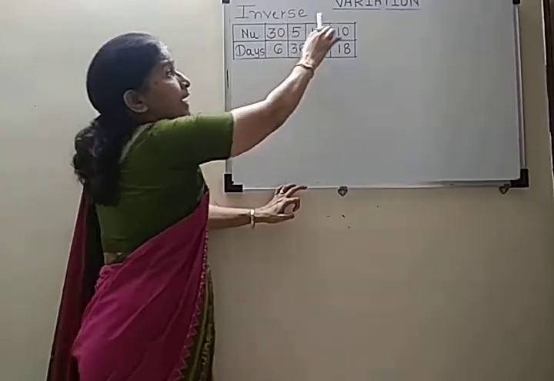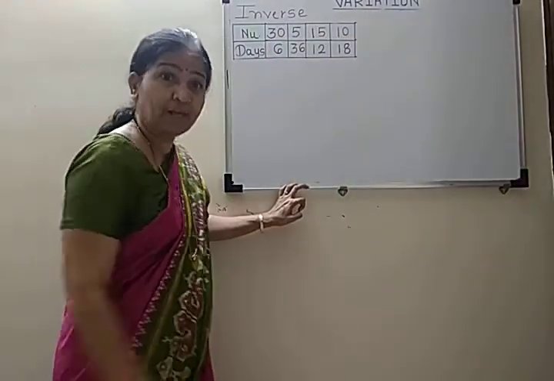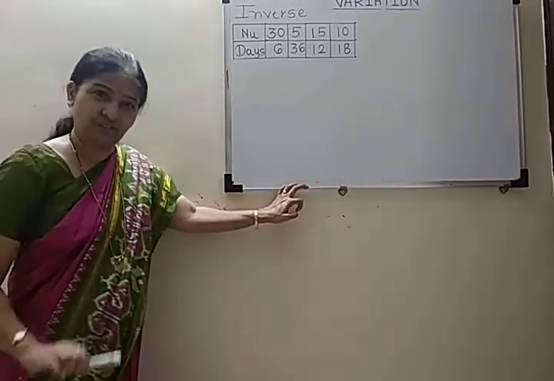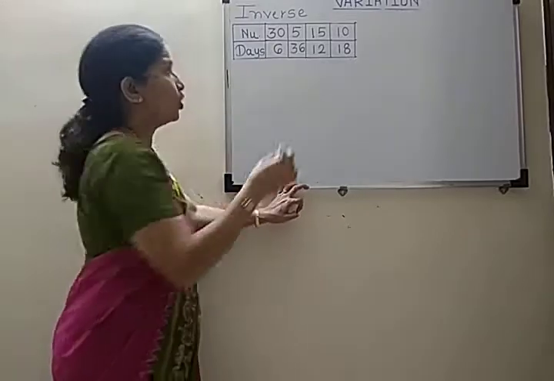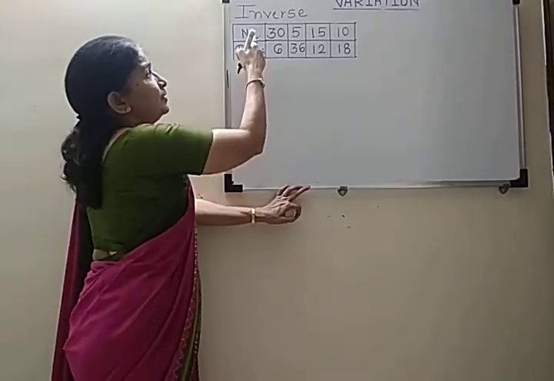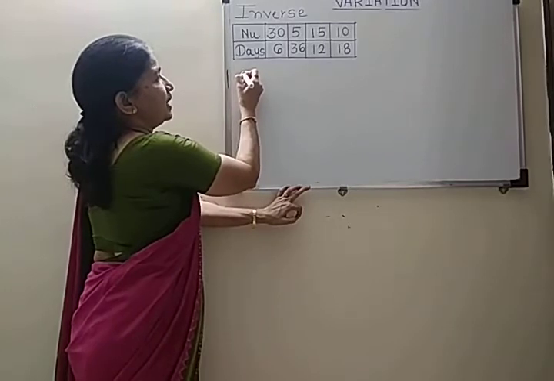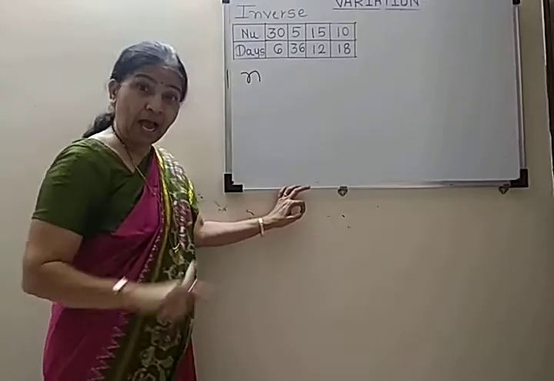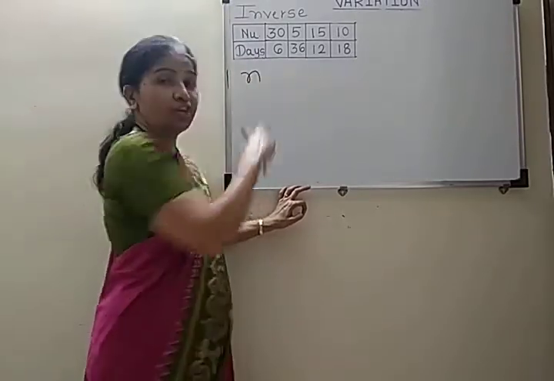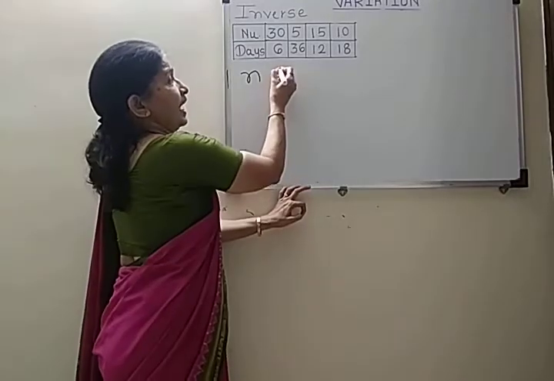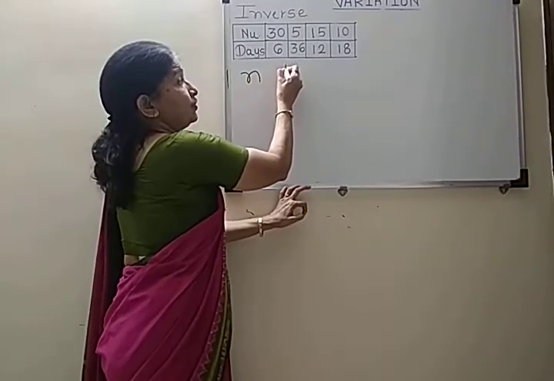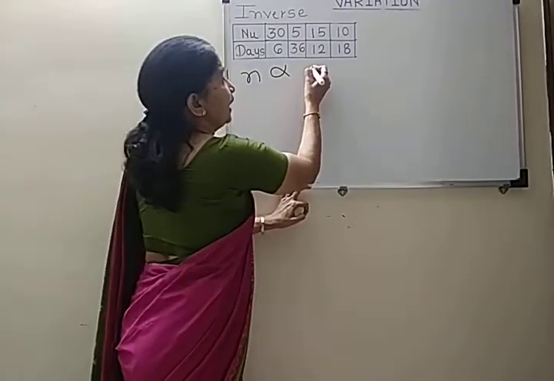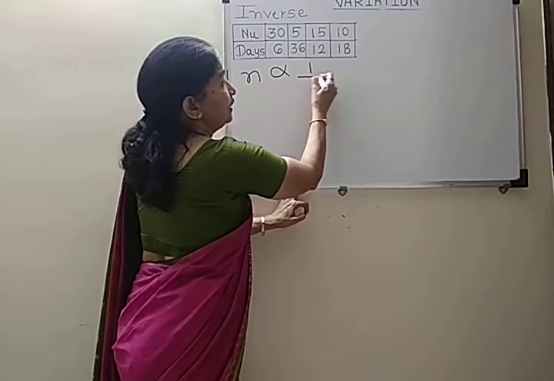So this type of variation is called inverse variation, and it is shown like this. If the number of workers is denoted by N, and the days are denoted by D, then N is inversely proportional to D, which is written in this way.